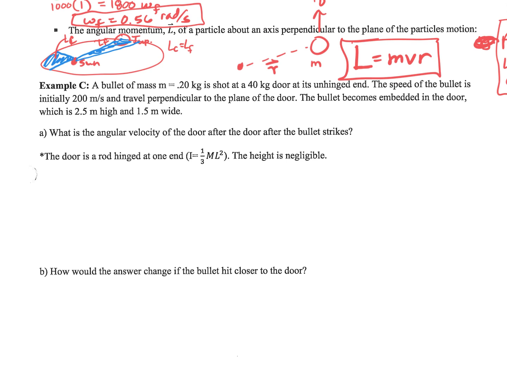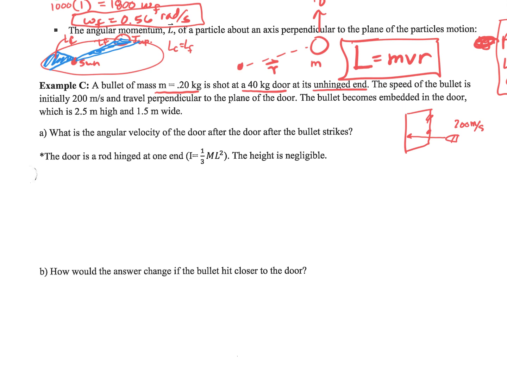We've got a bullet, mass 0.2 kilograms, shot at a 40 kilogram door at its unhinged end. So we've got a door here on a hinge. We shoot a bullet at it. There's our bullet flying towards our door. It's initially going 200 meters per second and travels perpendicular to the plane of the door. So it's going to hit the door, and you know what's going to happen. The door is going to swing shut, isn't it? Or if it's shut, swing open.